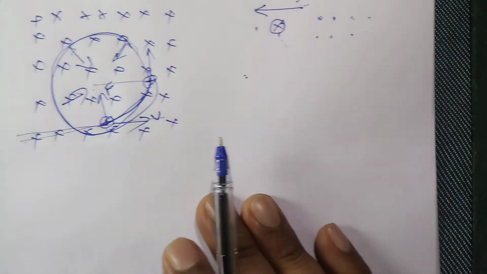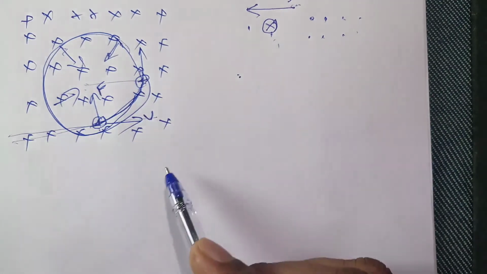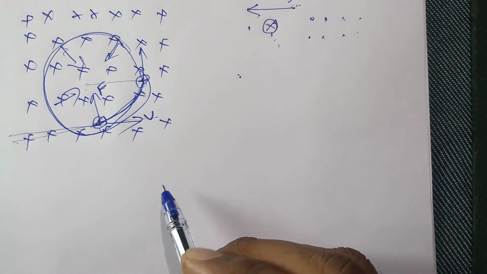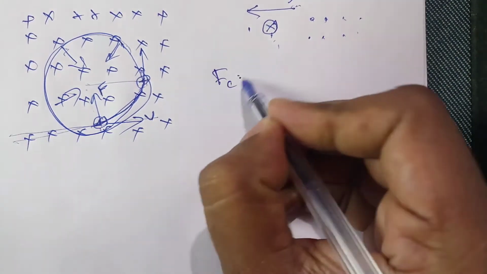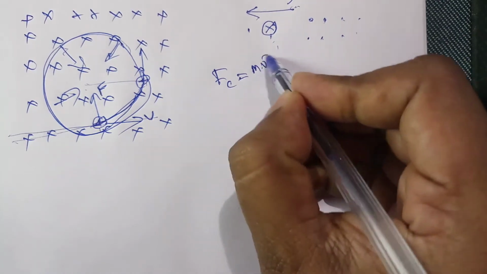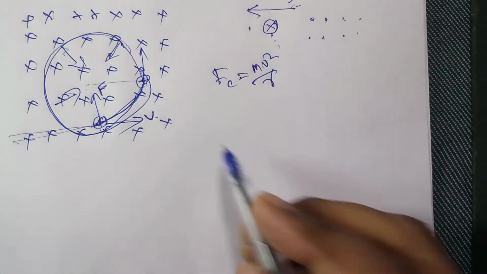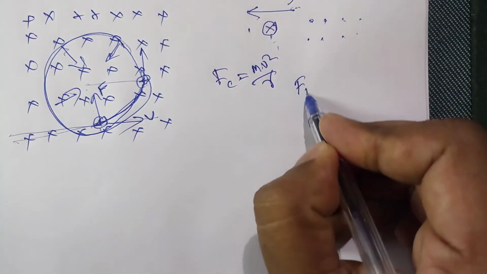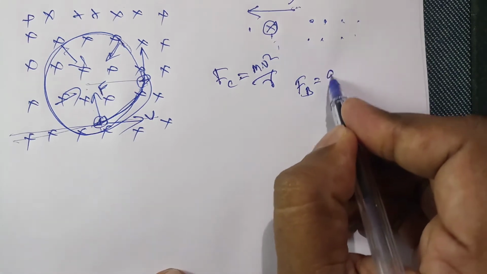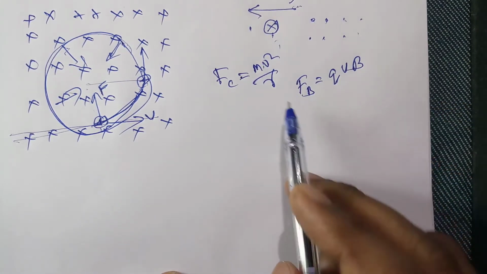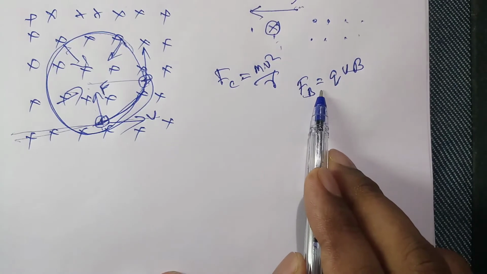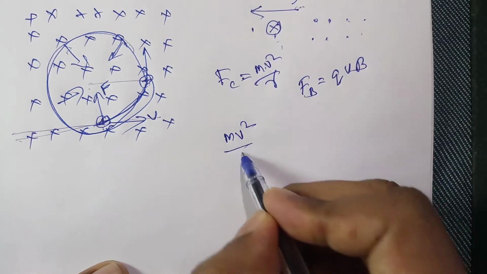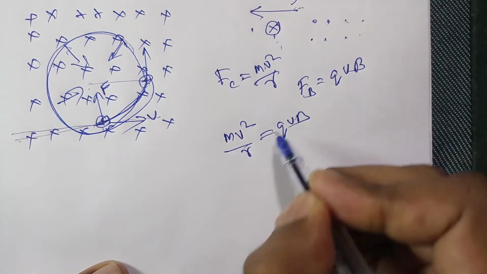Now let us think about this circular path. If any object is moving in a circular path, it requires a centripetal force. So how much is the centripetal force Fc? It is given by mv square by r. We already know this one. Now here the centripetal force is provided by the magnetic force. The magnetic force is given by qvb. So the centripetal force is provided by the magnetic force, so these two should be equal. That is, mv square by r is equal to qvb.